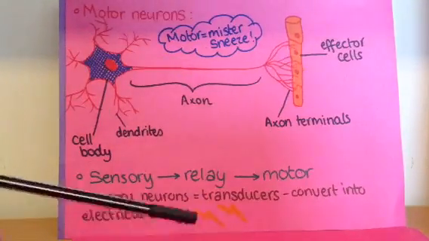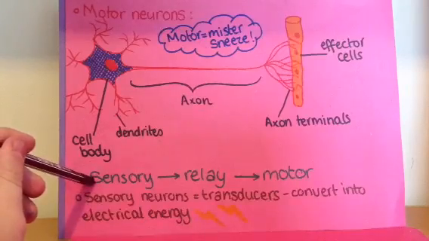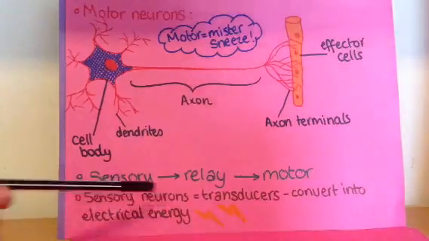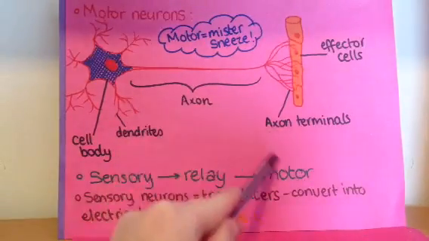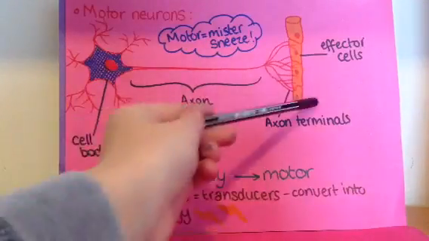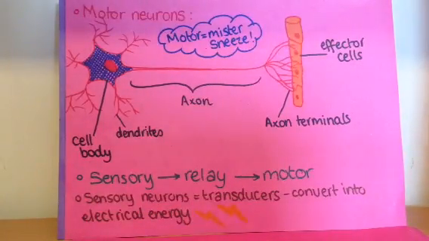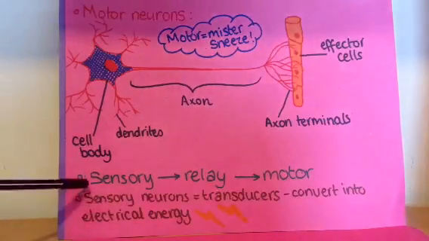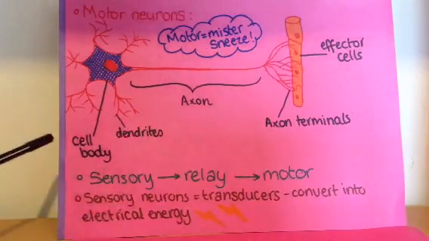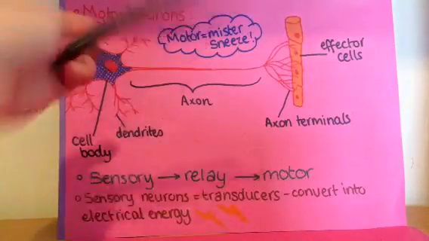In terms of order, you'd have the sensory neurons that send the messages from the stimulus, the relay neurons, and the motor neurons. The motor neurons send the message to the effector cells. And this only works in electrical energy, so remember that one. Sensory neurons are transducers, so they convert whatever energy it is into electrical energy.